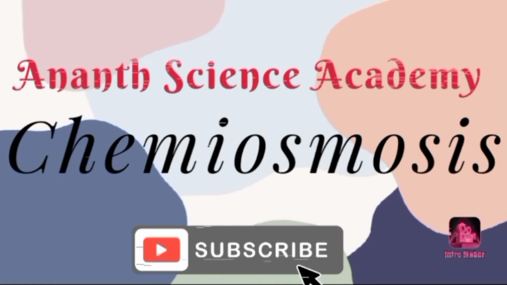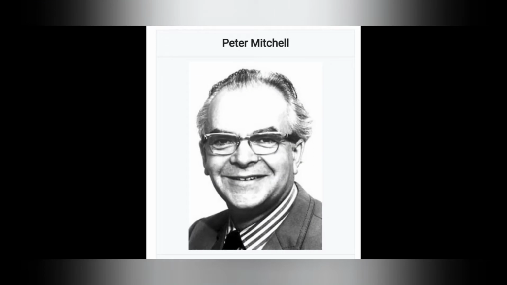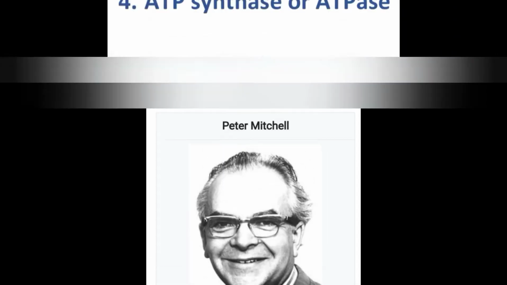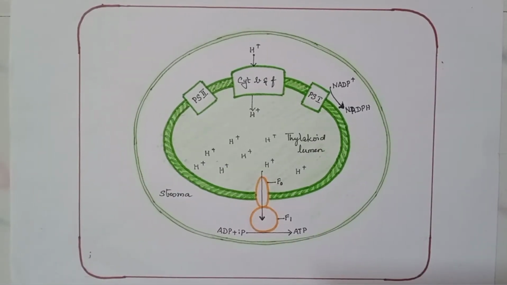In this video, let's understand the chemiosmotic hypothesis. Peter Mitchell, a British biochemist, was awarded the 1978 Nobel Prize for Chemistry for his discovery of the chemiosmotic mechanism of ATP synthesis. Chemiosmosis explains the generation of ATP by the ATP synthase enzyme in an electron transport chain. It requires a membrane, a proton pump, a proton gradient, and ATP synthase or ATPase enzyme. Let's see how this happens.